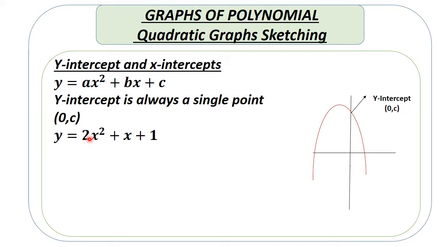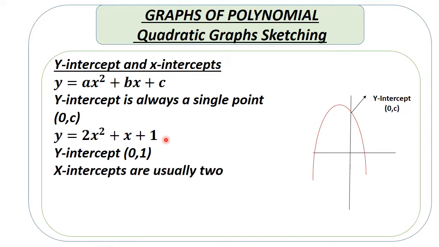So if I've been given this equation, y is equal to 2x squared plus x plus 1, the y-intercept is positive 1, meaning the graph cuts the y-axis at plus 1. And the coordinates of that point are 0, 1. Then for the x-intercept, which is the next thing you need to know, where does it cut the x-axis? The x-intercepts for a quadratic are usually 2. There are 2 for a quadratic. Actually, always there are 2.